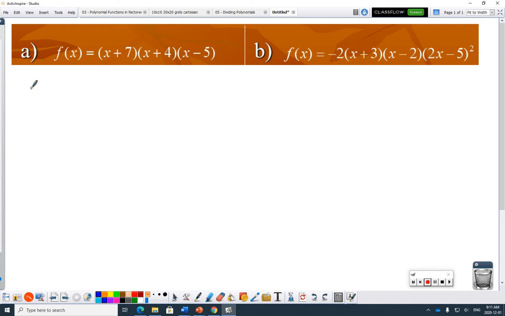Okay, so you go equals, and I go FOIL this set of brackets. So x squared plus 4x, and then FOIL this set of brackets.